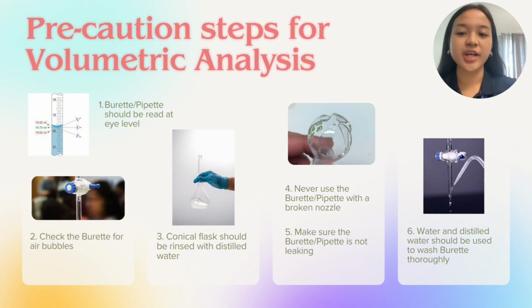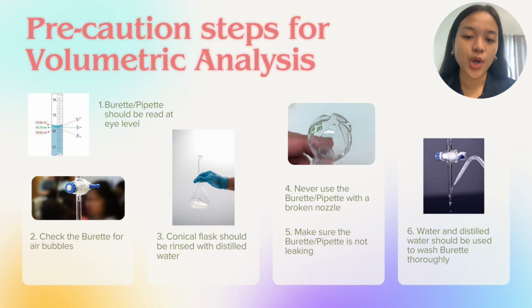Hello everyone, so next we are going to move to the precaution steps for volumetric analysis. For the first one, burette and pipette should be read at eye level. Second, check the burette for air bubbles. Third, the conical flask must be rinsed with distilled water. Fourth, never use a burette or pipette with a broken nozzle. Fifth, make sure the burette or pipette is not leaking. Sixth, water and distilled water should be used to wash the burette thoroughly.